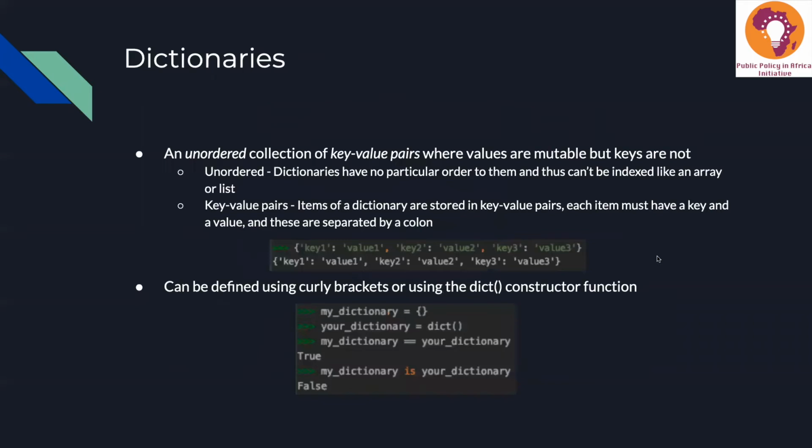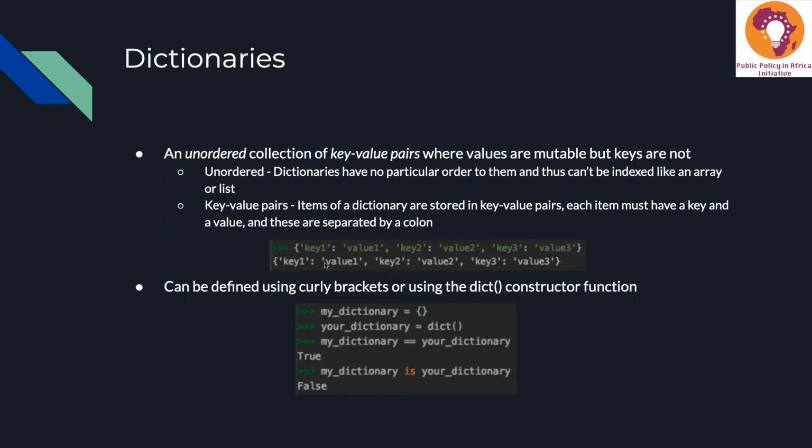All right, dictionaries. Dictionaries are an unordered collection of key value pairs where the values are mutable, but keys are not. It's unordered. Dictionaries have no particular order to them, thus they can't be indexed like an array or list. But they do contain key value pairs. Items of a dictionary are stored in key value pairs. Each item must have a key and a value, and these are separated by a colon.